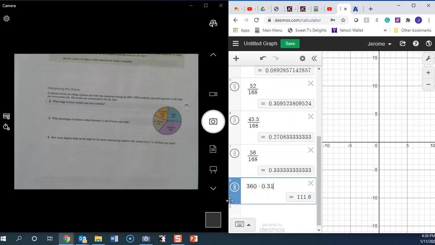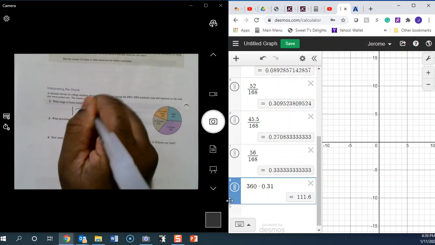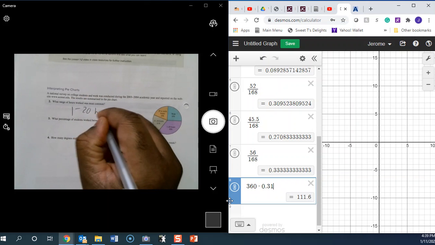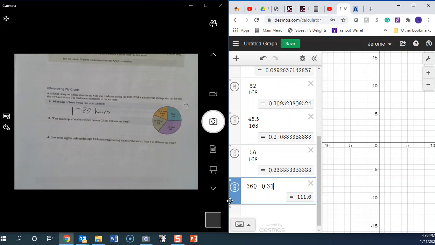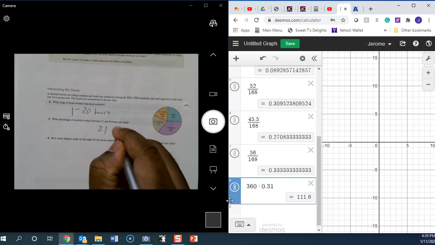It says, what range of hours worked was most common? Now, for the hours worked, they want the actual hours worked, which will be these three. So with the actual hours worked, the largest one was the 1 to 20 hours. Now it says, what percentage of students work between 21 through 34 hours? It has here that it's 21%.